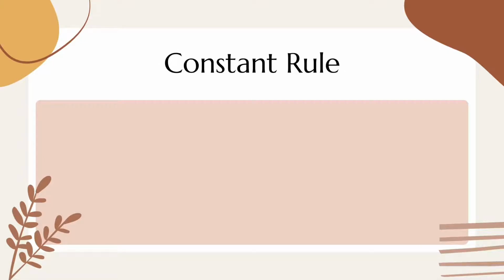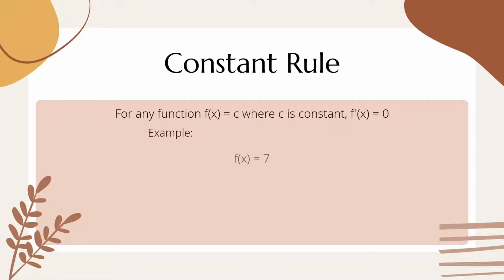The constant rule states that for any function f of x equals c, where c is constant, its derivative f prime of x will always be equal to 0. For example, if f of x is equal to 7, then its derivative f prime of x is 0. Another instance would be if f of x is equal to 43, its derivative will also be 0.